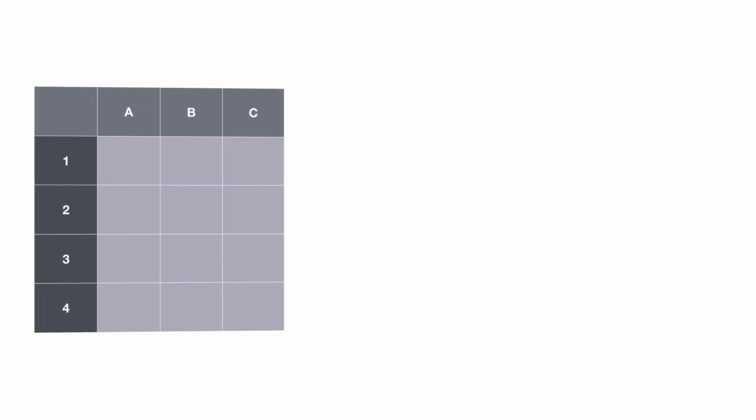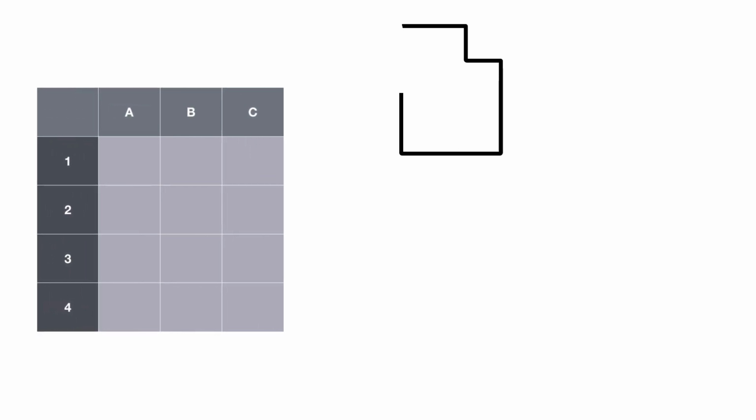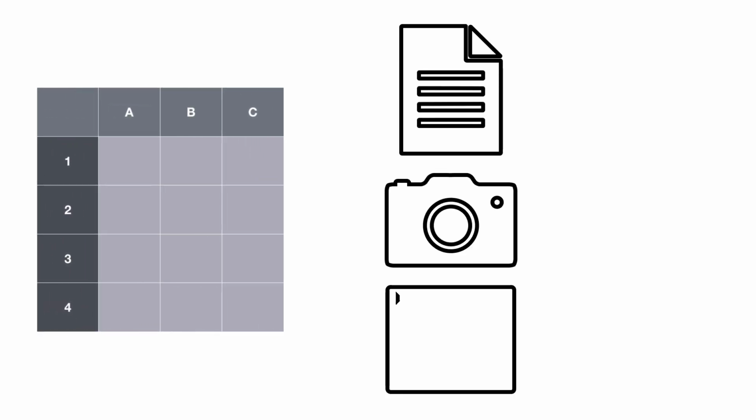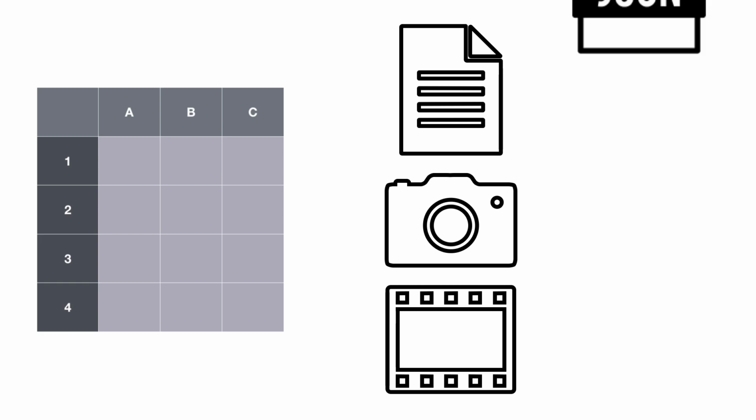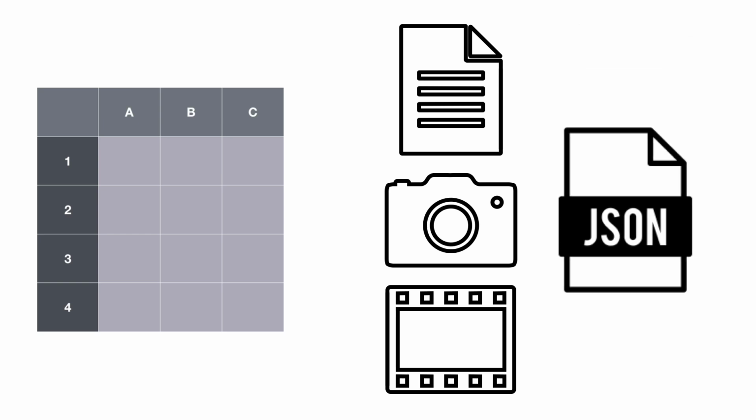Then there's how it's organized. Structured data lives in tables or spreadsheets. Unstructured data, it's messier, like raw text, images, or videos. And then there's semi-structured data that is in between, like JSON files. But that's a topic for another video.